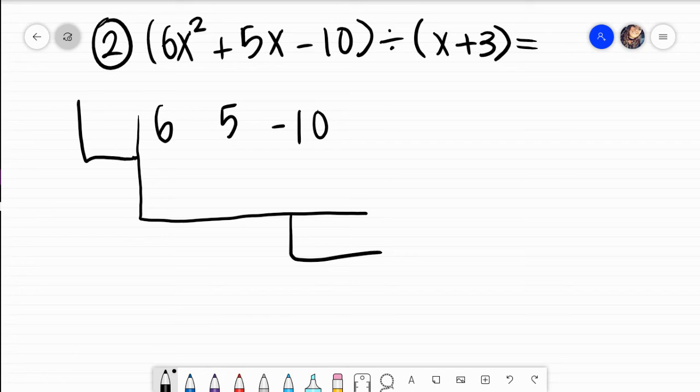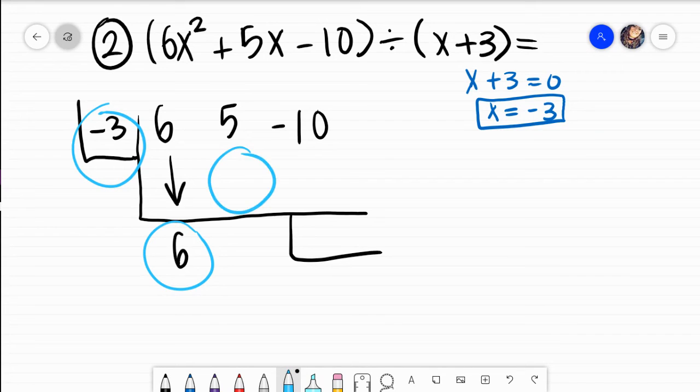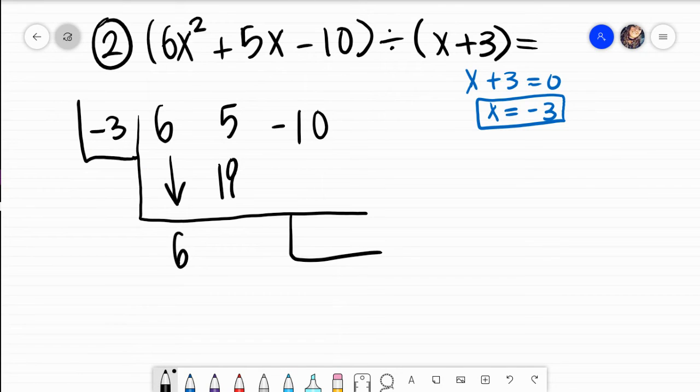If I notice that I've got x plus 3, what you do is you set it equal to 0. So I would actually get x equals negative 3. That is what goes here. Our first step in the actual process is to bring down whatever your first term is here. And then we're going to multiply these two with a product going here. 6 times 3 is 18. Those signs are different, so it's negative.